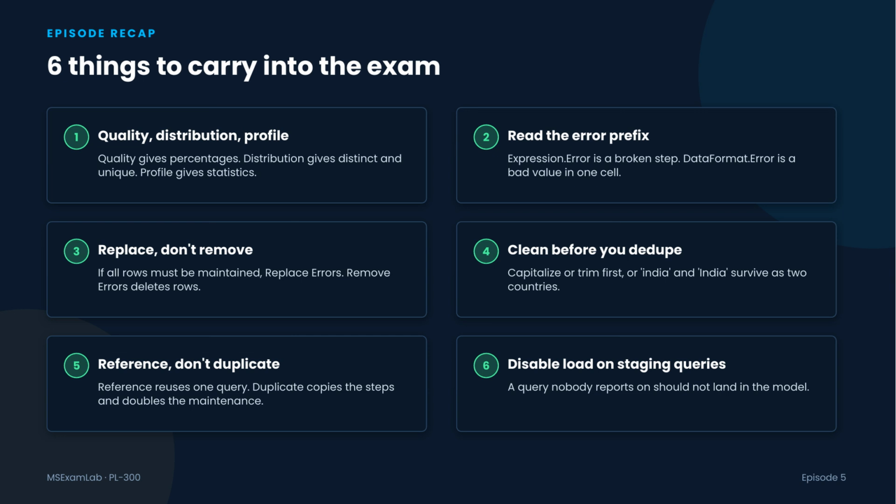3. Replace, don't remove. If all rows must be maintained, replace errors. Remove errors deletes rows. 4. Clean before you dedupe. Capitalize or trim first, or India and India survive as 2 countries. 5. Reference, don't duplicate. Reference reuses one query, duplicate copies the steps and doubles the maintenance. 6. Disable load on staging queries. A query nobody reports on should not land in the model.